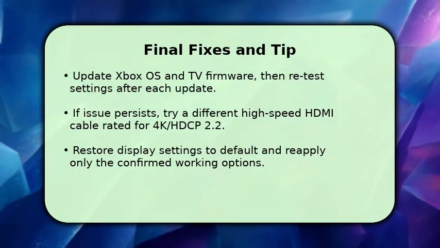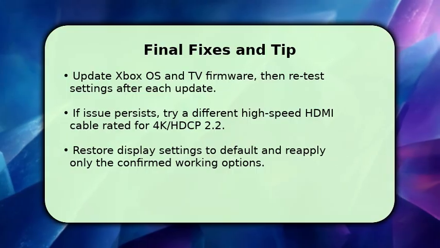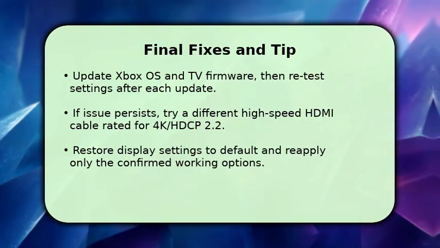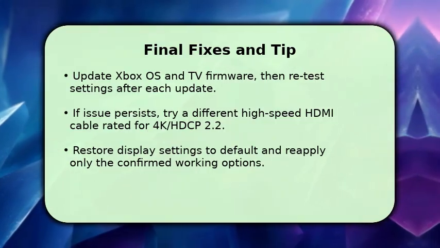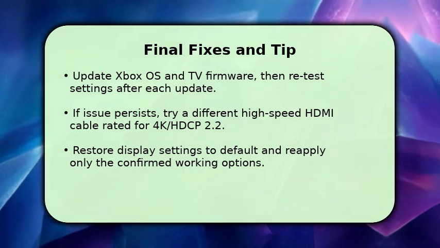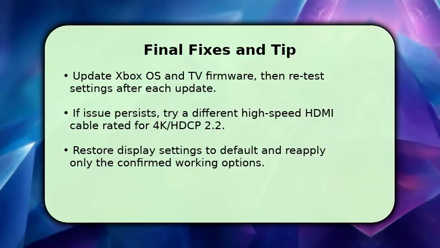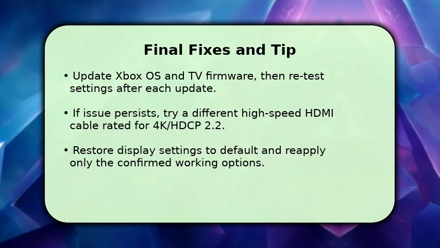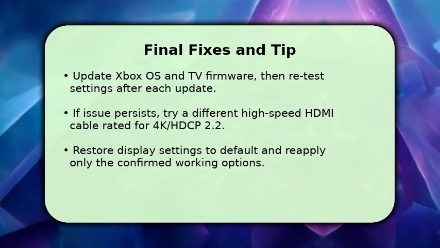Update the Xbox system and the TV firmware, then retest the display settings after each update because firmware often fixes handshake bugs. Swap in a certified 4K/HDCP 2.2 HDMI cable if the message remains. If nothing changes, restore display settings to defaults, reboot, and then reapply only the options your TV handled.